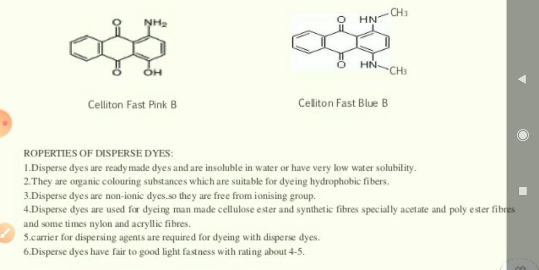They are organic coloring substances which are suitable for dyeing hydrophobic fibers, and dispersed dyes are non-ionic dyes, so they are free from ionizing groups. Dispersed dyes are used for dyeing man-made cellulose ester and synthetic fabrics, especially acetate and polyester fibers, and sometimes nylon and acrylic fabrics. A carrier and dispersing agent are required for dyeing with the dispersed dye. The dispersed dyes have fair to good light fastness with a rating of about 4 to 5.